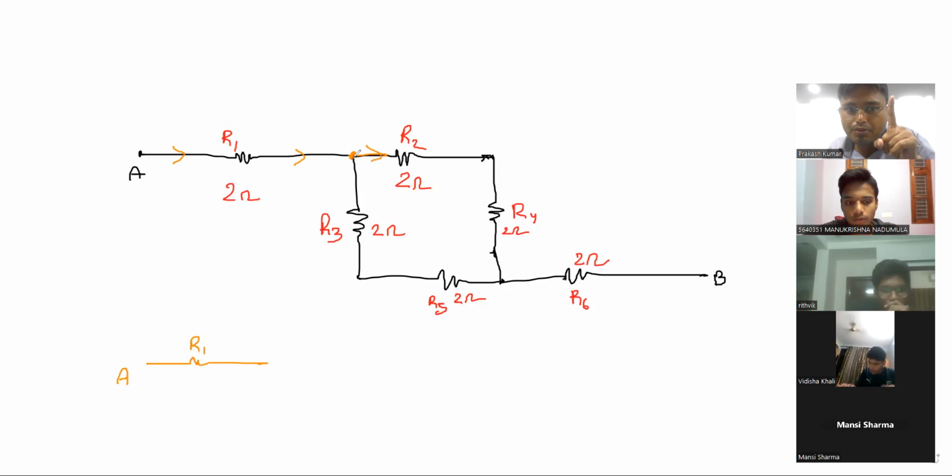Sir, net resistance is 6 ohm. 12. Okay, okay. So two branches. Those who have solved, you can send me on WhatsApp.